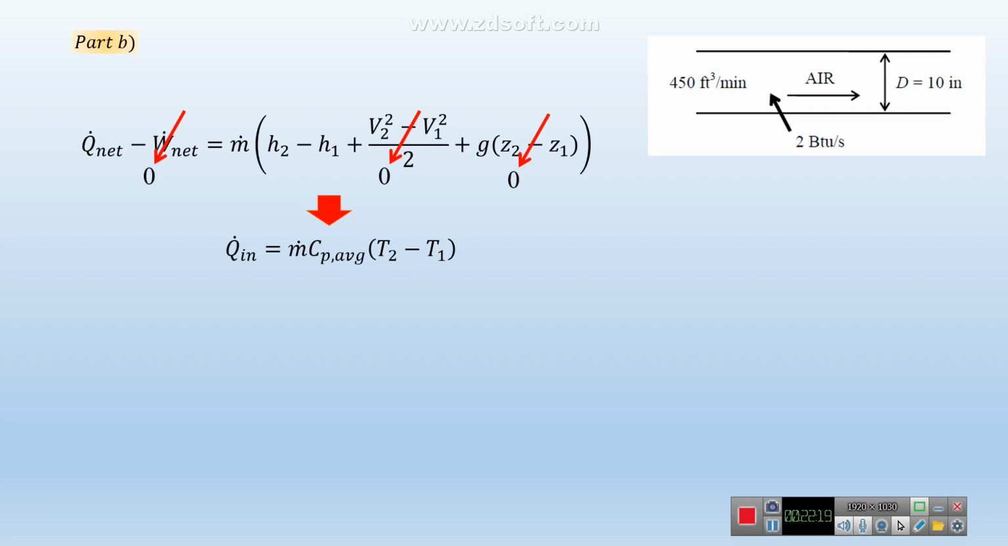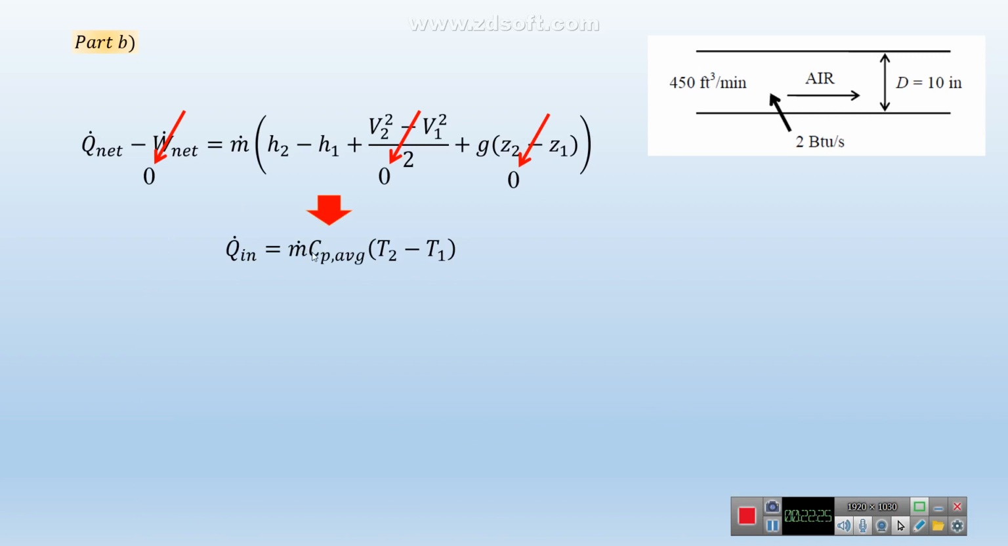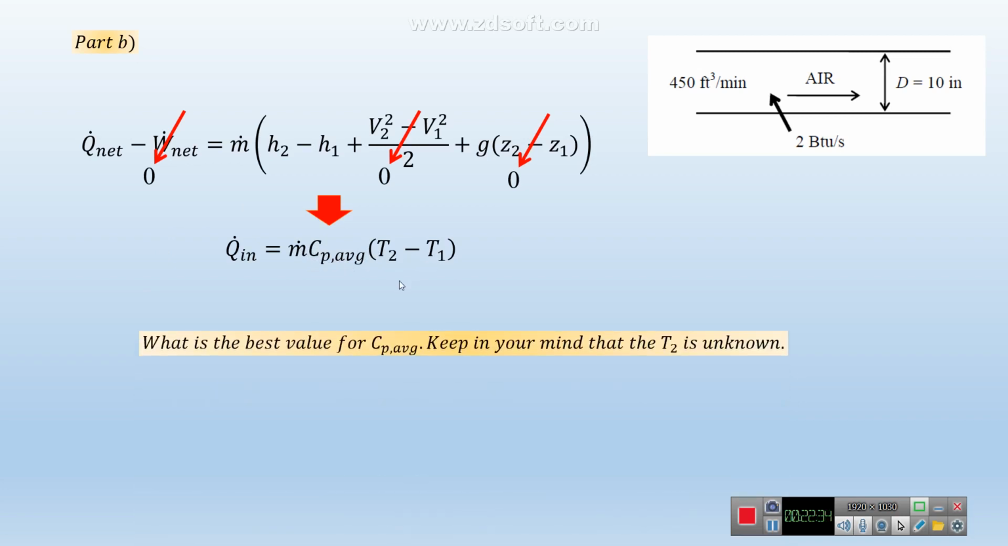So Q dot in is known. You calculated m dot in the previous part. So what you need to do is find the CP, correct? To find T2, T2 is unknown, you have the T1. Now, the question is what is the best value for the CP average? If you remember, to find the CP average, we need to have T1, T2, and then find the T average, and the CP is determined at T average. But the point is that T2, the exit temperature, is unknown.